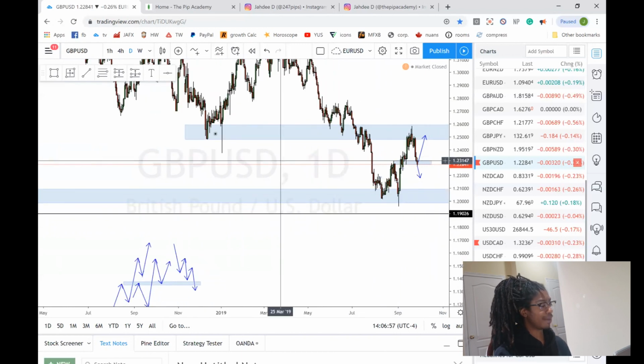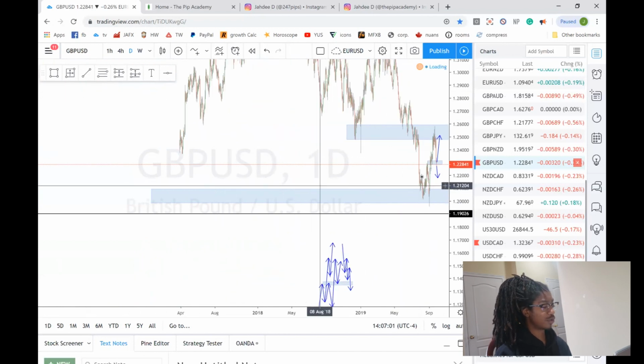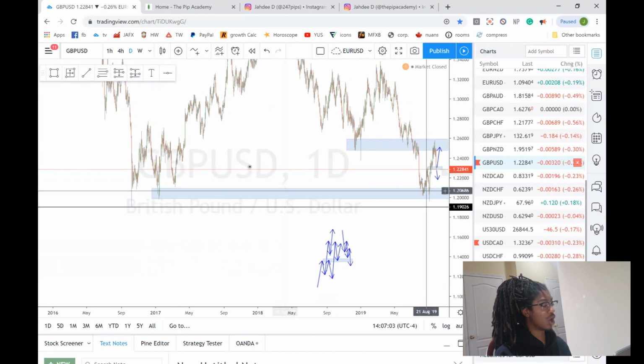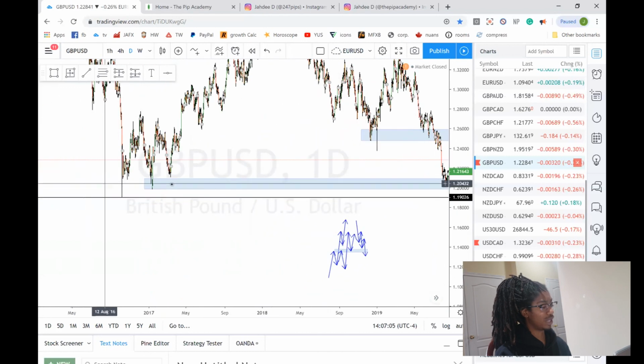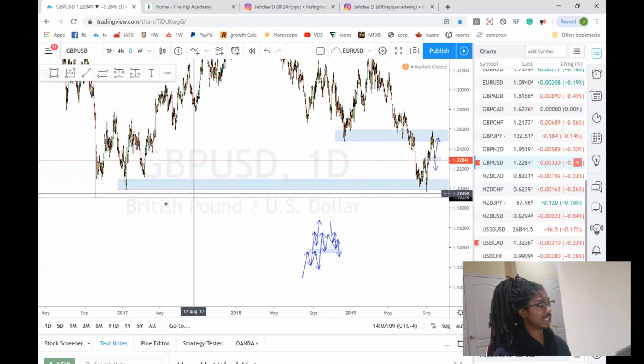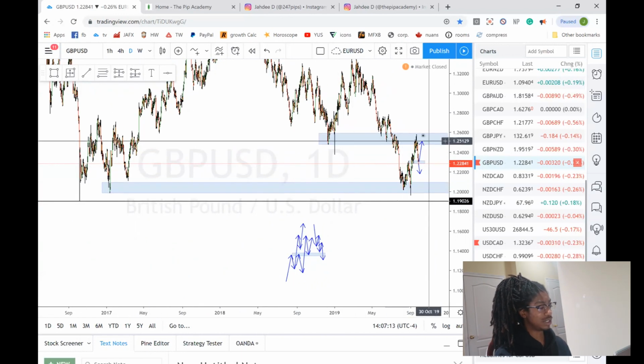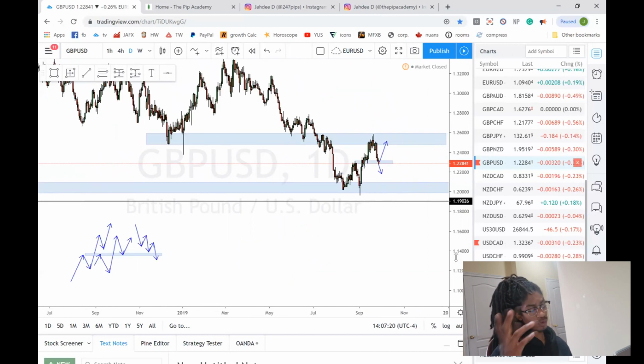It's more likely that price will break through this resistance than this support, just for how aged these support and resistance areas are. Like this bottom one, the support is much older than this resistance, right? So the resistance is weaker, more likely to break, right? So let's move on to the next pair.